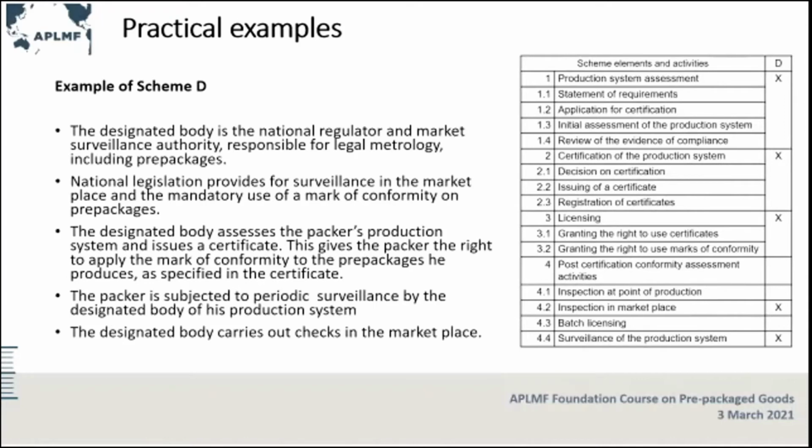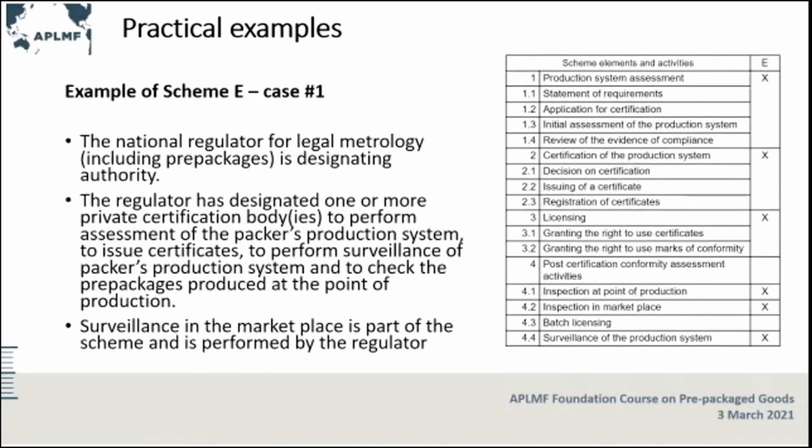And then the government also carries out checks in the marketplace. They take samples from the supermarket, for example, to see whether the product still meets the requirement, or is still covered by the certification issued by the government itself. So this is scheme D that covers the whole activities, also including the post activities. And for E, it is still the same, similar, only different in the post activities.